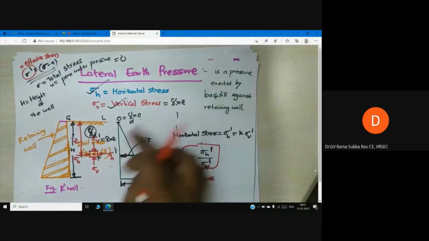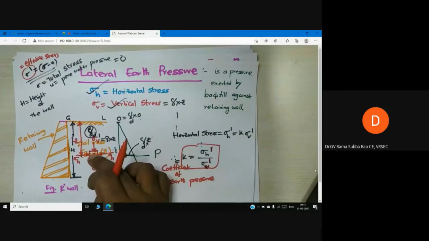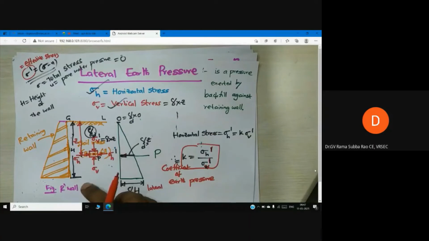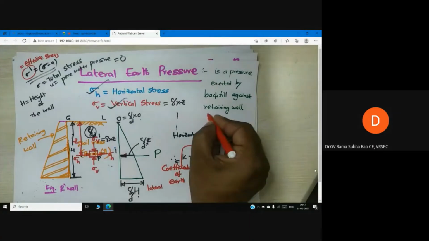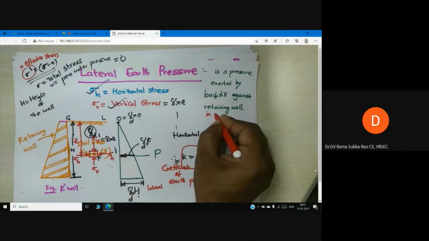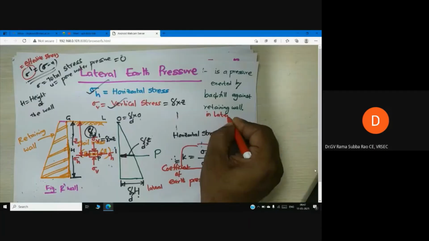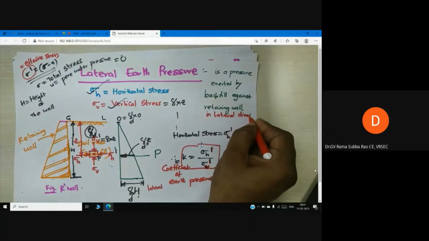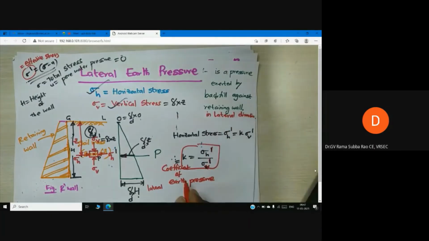Now, what is lateral earth pressure? Lateral earth pressure means it is a pressure exerted by backfill against retaining wall in lateral direction. If you want a further understanding, in lateral direction, in horizontal direction.